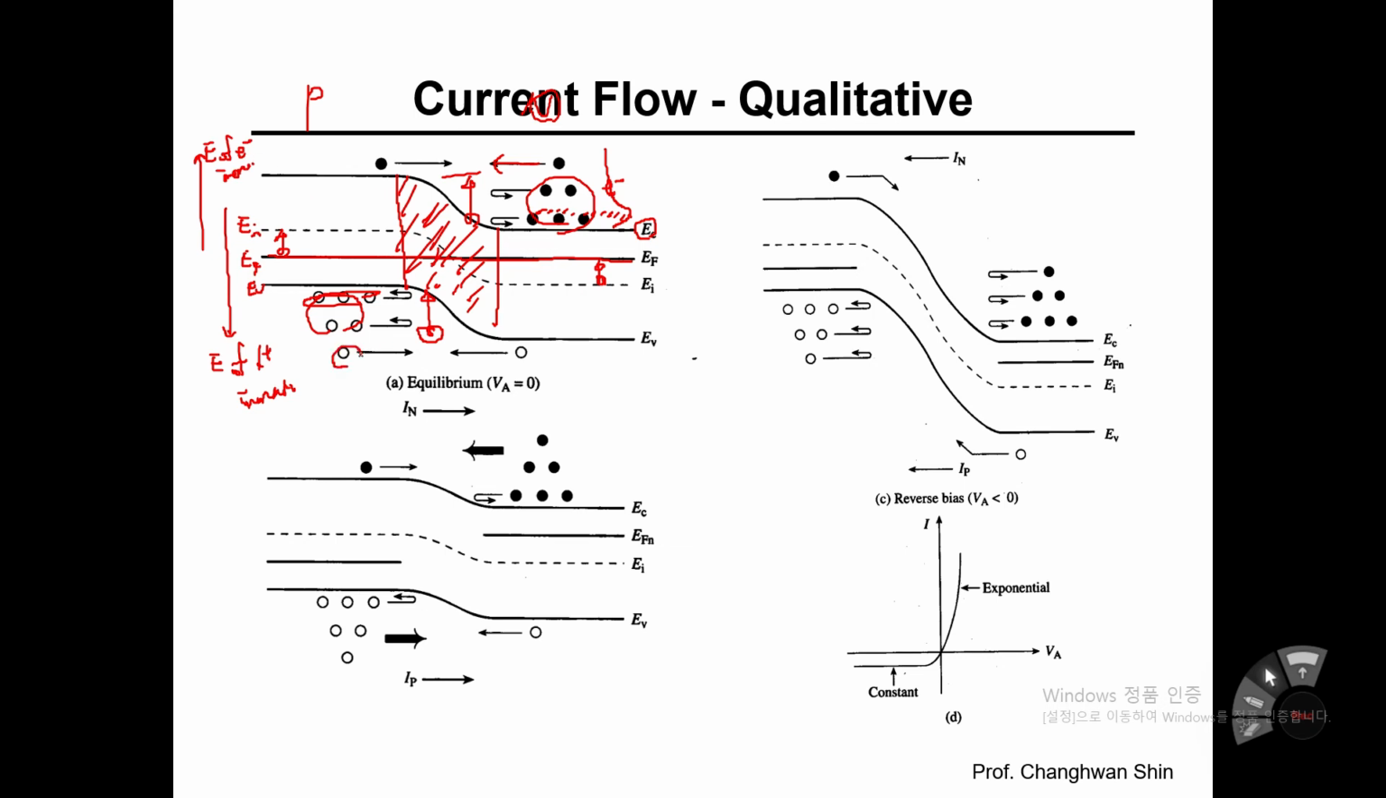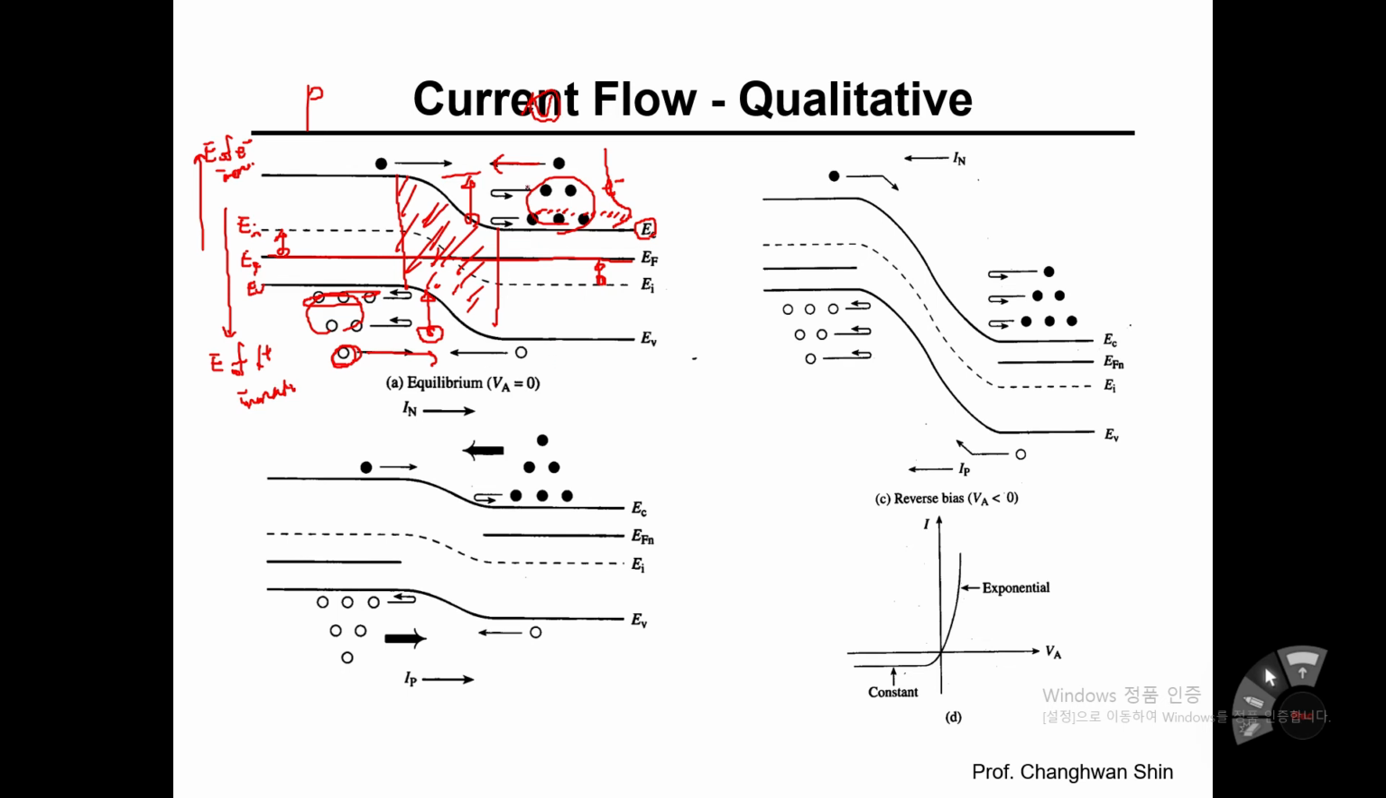So this hole is kind of a hot hole. Hot hole means holes with very high energy. So a very tiny, almost negligible number of holes would have a chance to move into the N side.